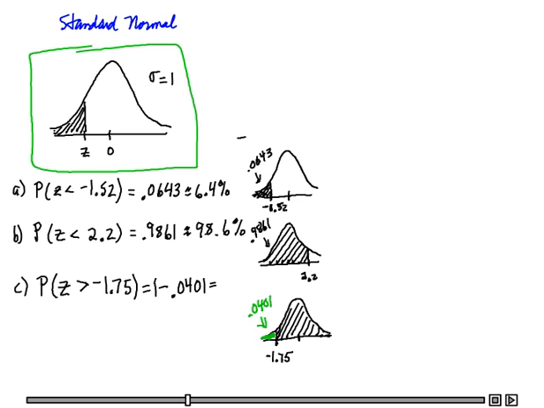So I get 0.9599, which is approximately 96%. So in a normally distributed data set, if I reach in and pick out a value, the probability that the z-score would be greater than negative 1.75 is 96%.